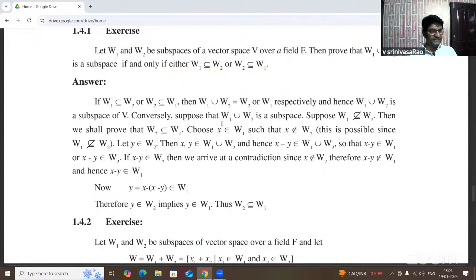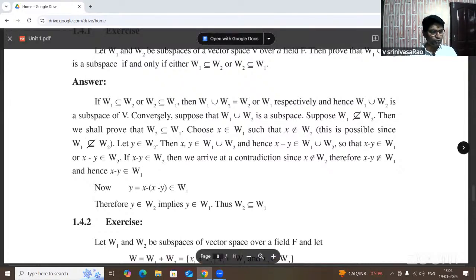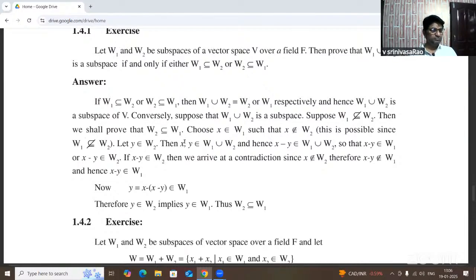Conversely, suppose that the union of the subspaces W1 union W2 is a subspace. Suppose W1 is not contained in or equal to W2, then we shall prove that W2 is contained in or equal to W1. Okay.